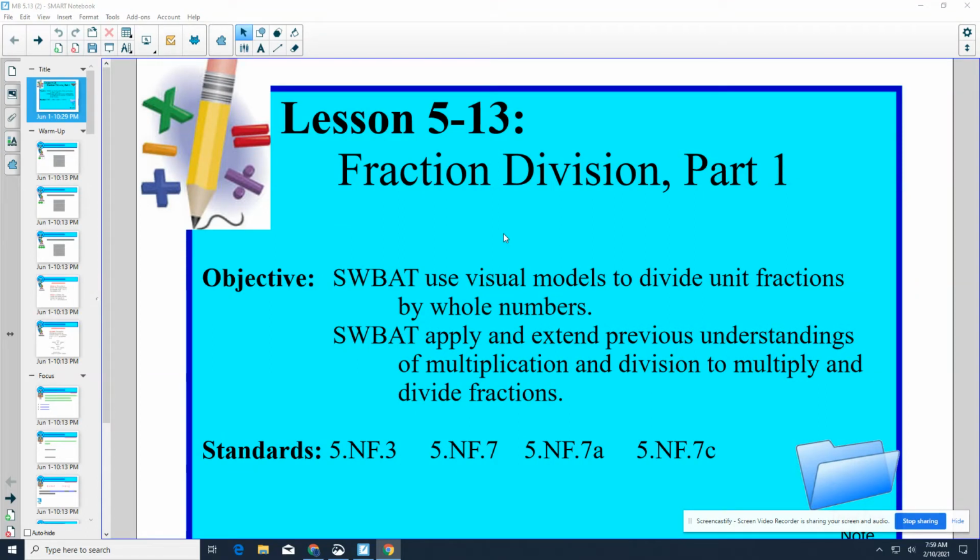Okay, we've been talking about multiplying fractions. Today we're going to start fraction division, and that is part one. Our objectives today are to use visual models to divide unit fractions by whole numbers, and to apply and extend previous understandings of multiplication and division to multiply and divide fractions.